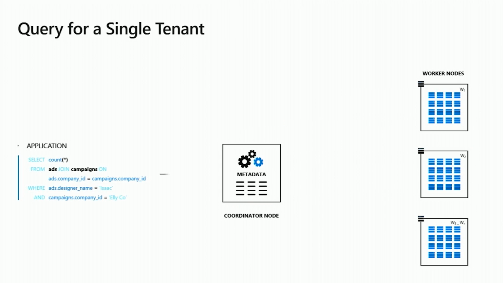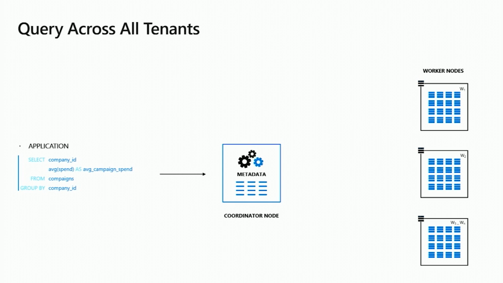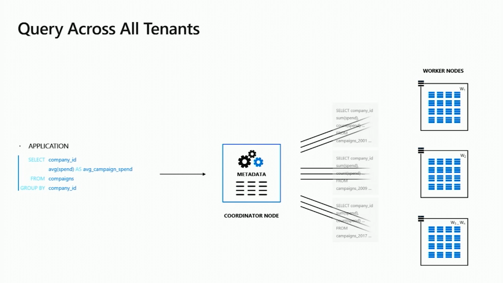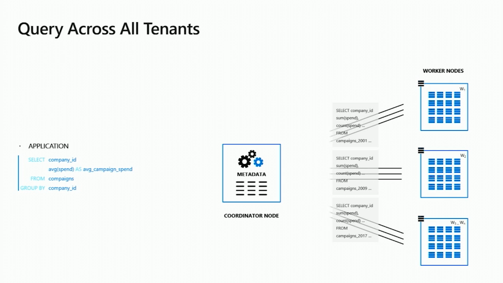So if there is a query, as you're seeing on the screen, for a particular company, then Citus routes that query to the right worker where this company or the tenant resides and executes the query. That is number one. Number two, if there is a query that is across tenants, as you're seeing here across companies, then Citus parallelizes that query across multiple machines and gives you the results.